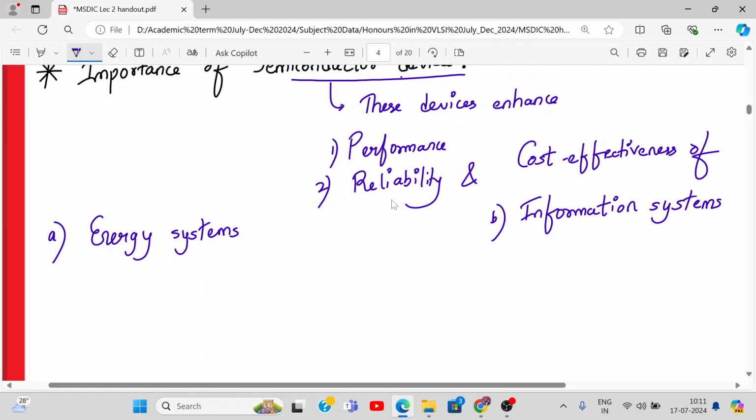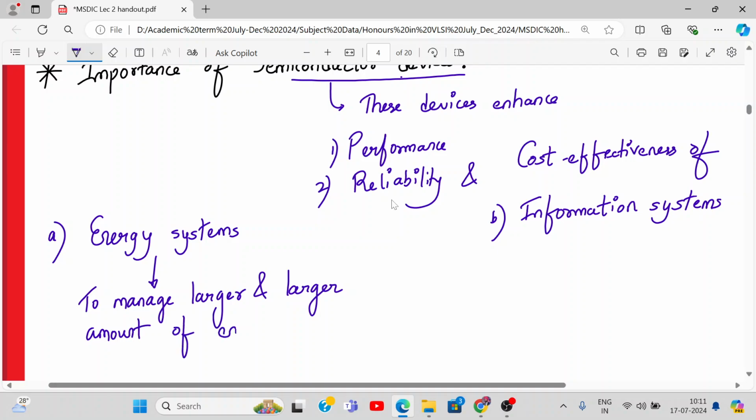What do you mean by energy systems? Energy systems generate, distribute, and regulate electrical energy. The aim of an energy system is to manage larger and larger amounts of energy and power.